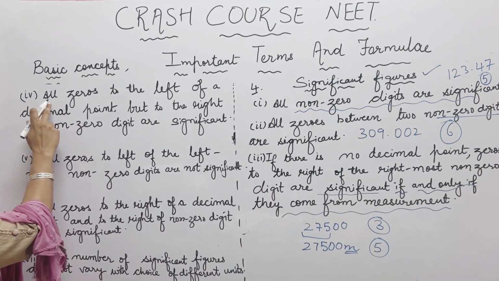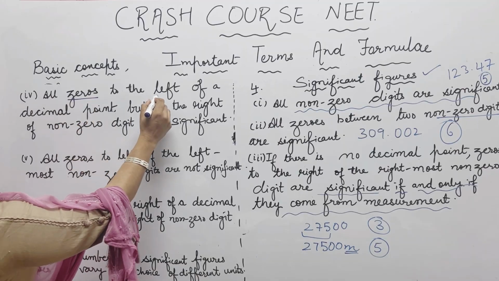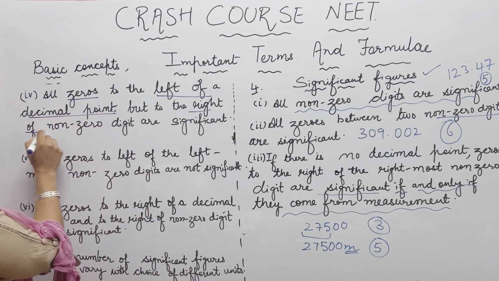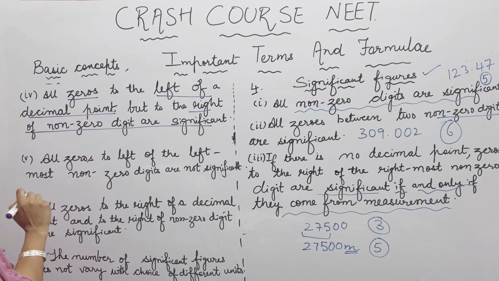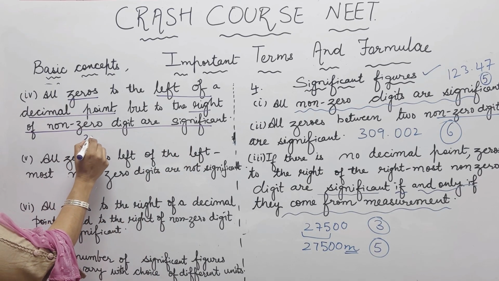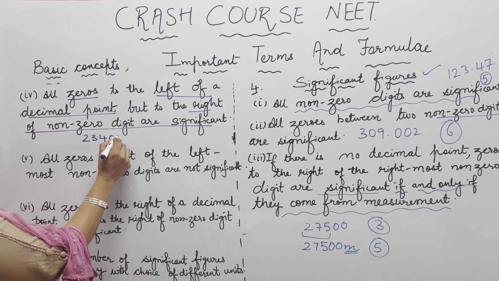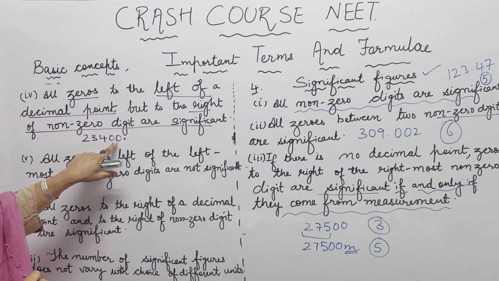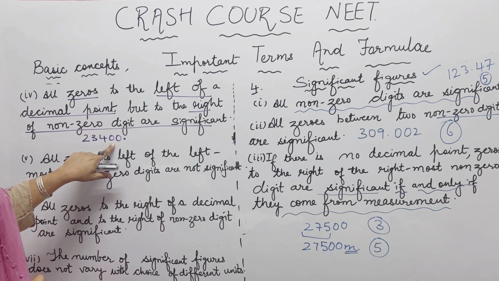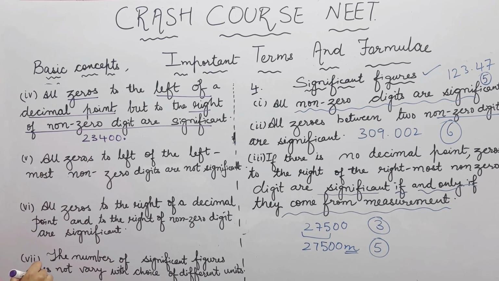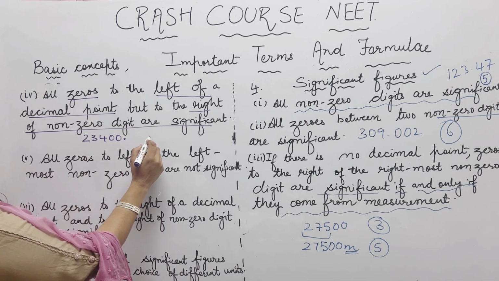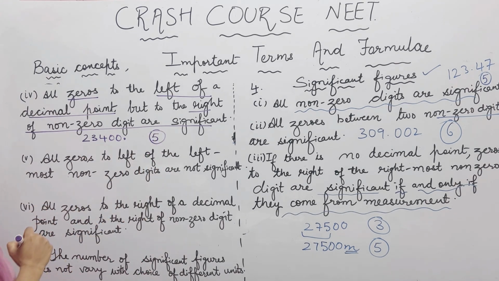The next point is all zeros to the left of a decimal point but to the right of non-zero digits are significant. For example, 23400. with a decimal point. The zeros before this decimal will be counted as significant according to this rule. So it has 3, 4, 5: 5 significant figures.